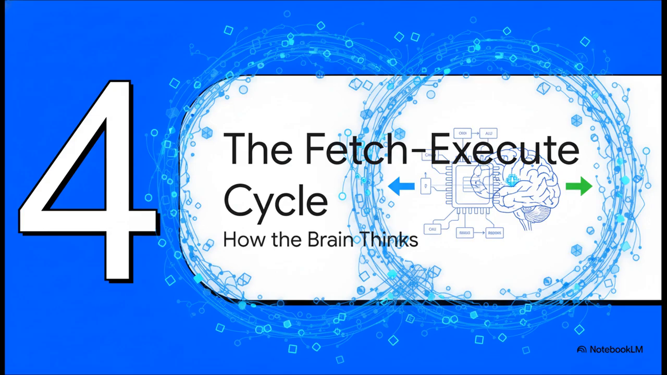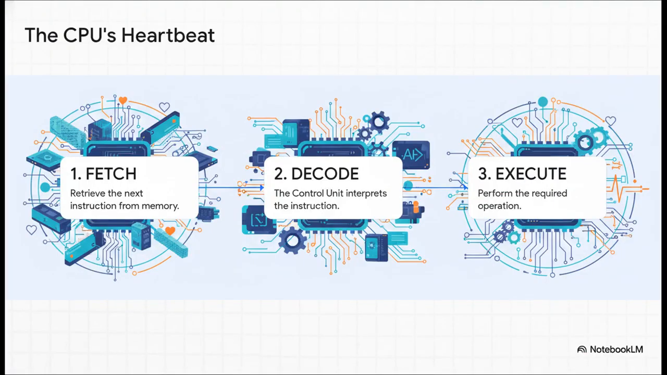Okay, so we've got the blueprint for a computer brain. But how does it actually think? Let's look at the fundamental rhythm it follows, that core loop that runs every single program you use. It's called the fetch, decode, execute cycle, and it's basically the heartbeat of the CPU. It's a simple three-step dance.